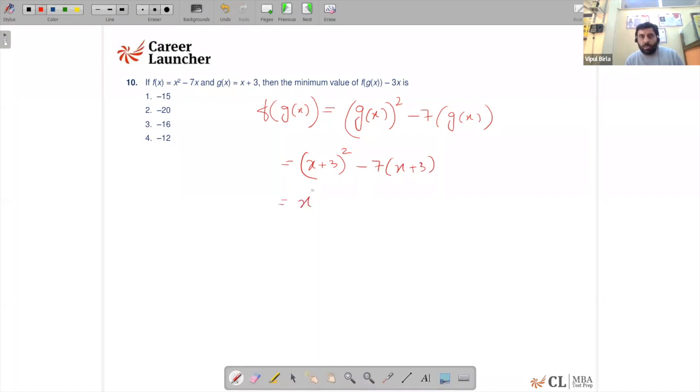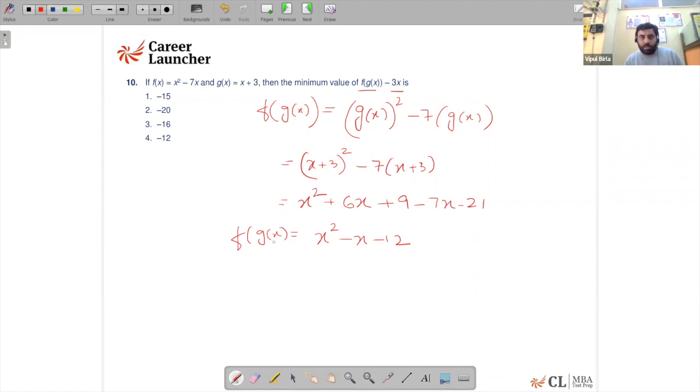Now it is coming out to be nothing but x square plus 6x plus 9 minus 7x minus 21, which can be rewritten as x square minus x minus 12. Now this is the value of f of gx. Now we need to minimize f of gx minus this.